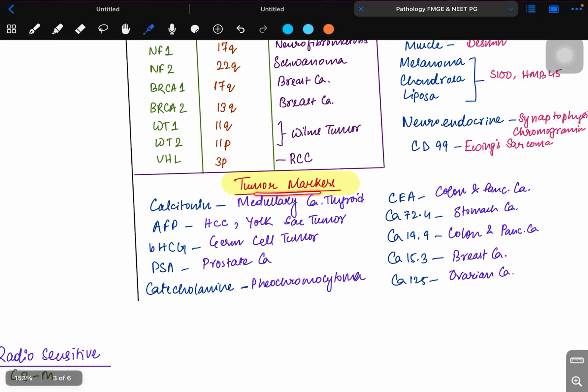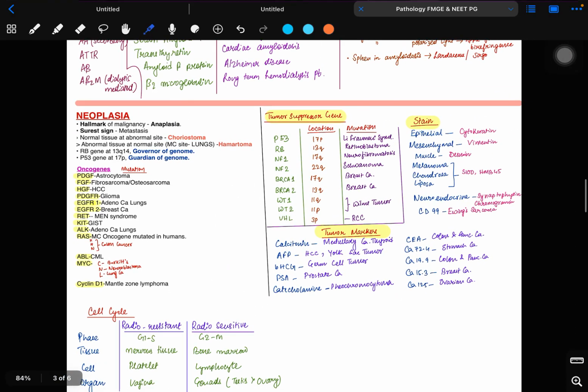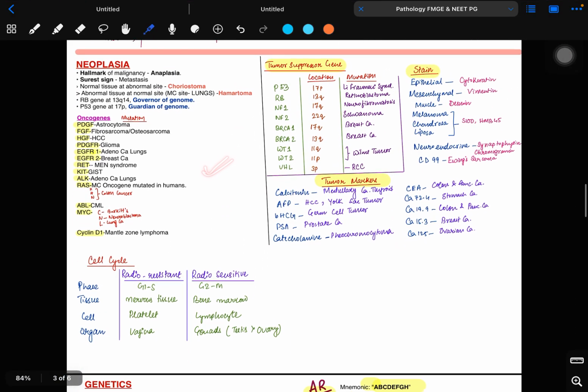Coming to the various tumor markers, calcitonin is found in medullary carcinoma of thyroid. Alpha fetoprotein, this question has come in the January FMGE exam also. Alpha fetoprotein in hepatocellular carcinoma and yolk sac tumor. Beta HCG, germ cell tumor. PSA, prostate specific antigen, prostate cancer. Catecholamine in pheochromocytoma. CEA, colon and pancreatic cancer. CA 72.4, stomach cancer. CA 19.9, colon and pancreatic cancer. CA 15.3, breast cancer. CA 125, ovarian cancer. So everything on this page is very, very important.